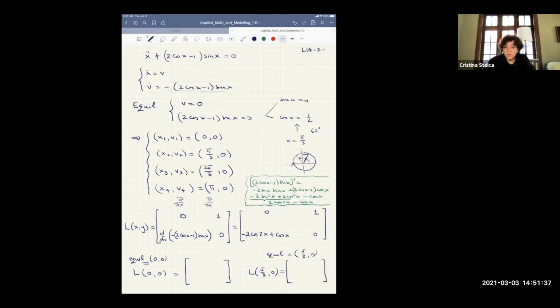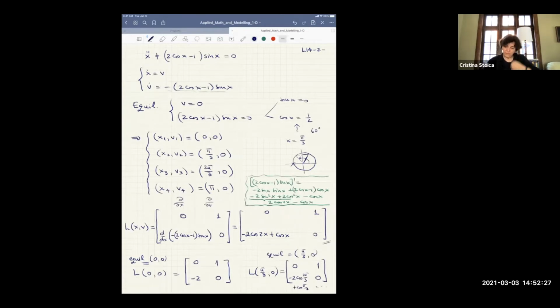Okay, so now we have L of (x, v) for all x and v. To do the linearization, I'll just substitute the numbers in that one. So for the first one it would be 0, 1, and then we have minus 2 cos 0, but cos 0 is 1, so it's just a minus 2. And then a 0 here. For this one, it'll be 0, 1, and then minus 2 cosine 2π/3 plus cosine π/3, and 0, and so forth, yeah?